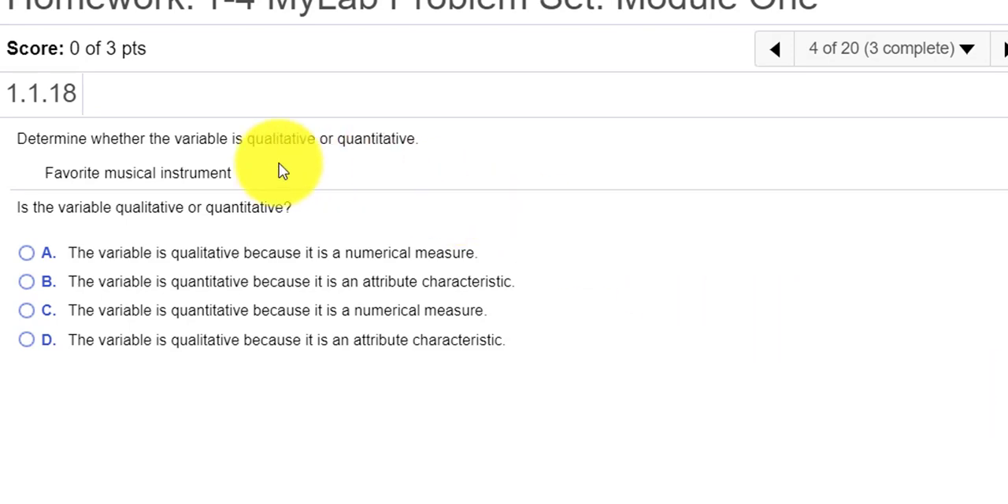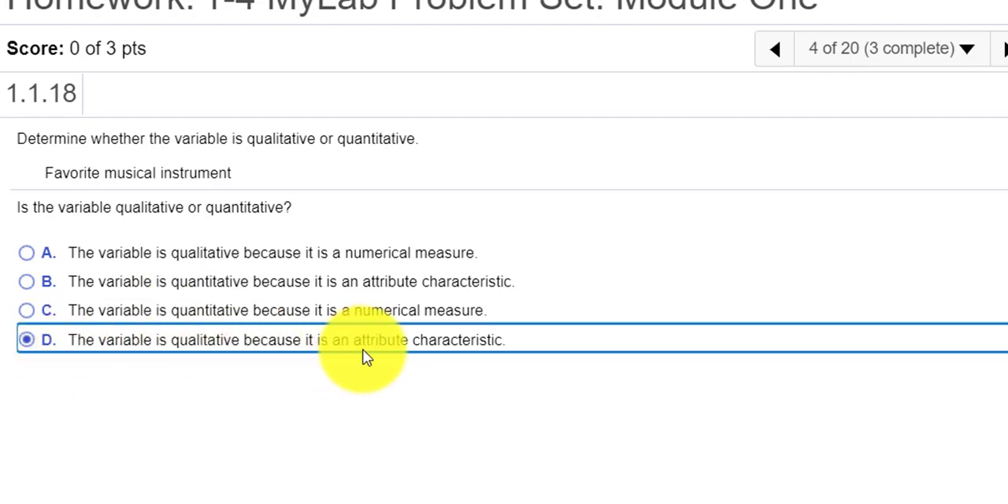Next, it says determine whether the variable is qualitative or quantitative. So your favorite musical instrument. Again, this is not something I can quantify, so it's going to be qualitative, and because it's an attribute characteristic, right? Favorite.